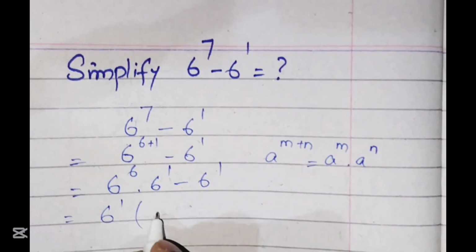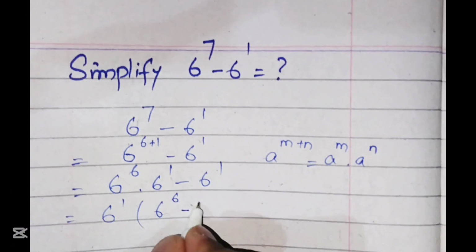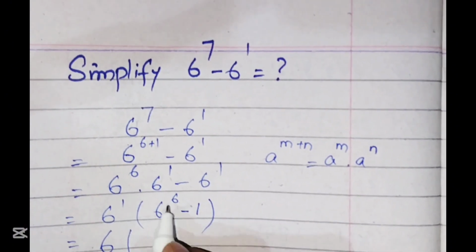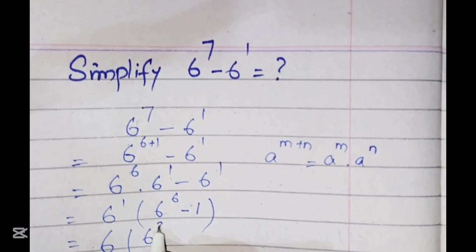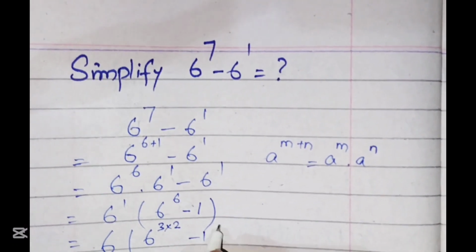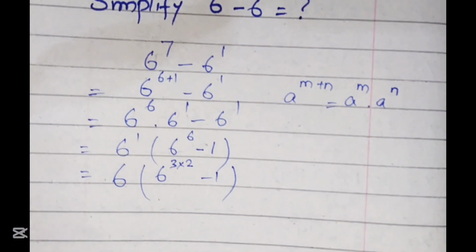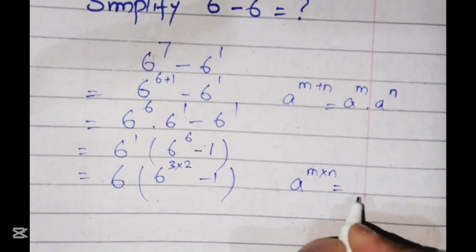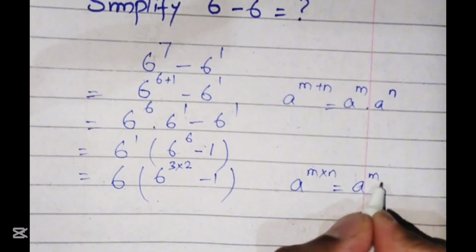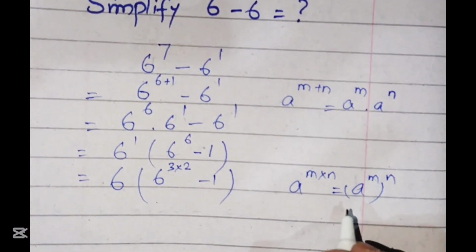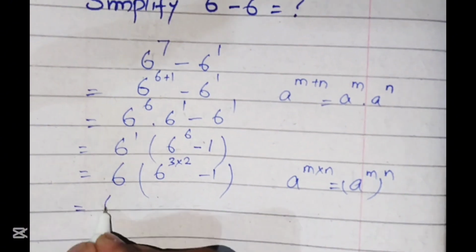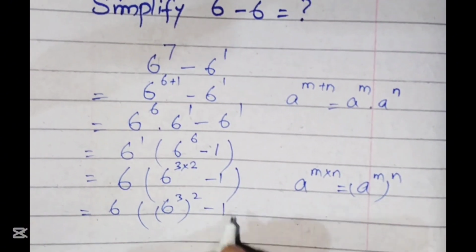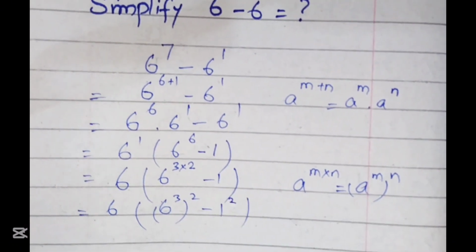6 power 1 times 6 power 6 minus 1, and we can write 6 power 6 as 6 power 3 into 2 minus 1. Now a power m cross n is written as a power m whole n. Now we can write this as 6 cube whole square minus 1, and this can be written as 1 square.